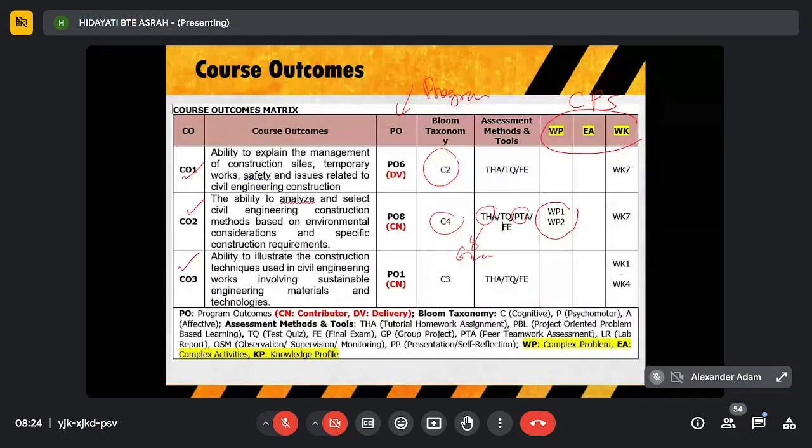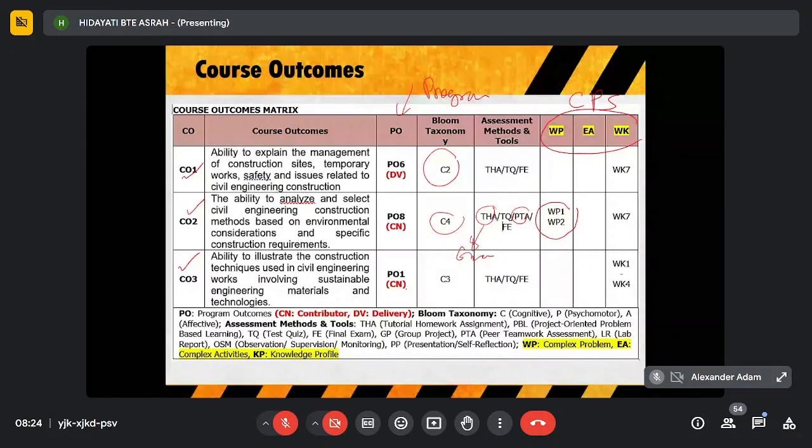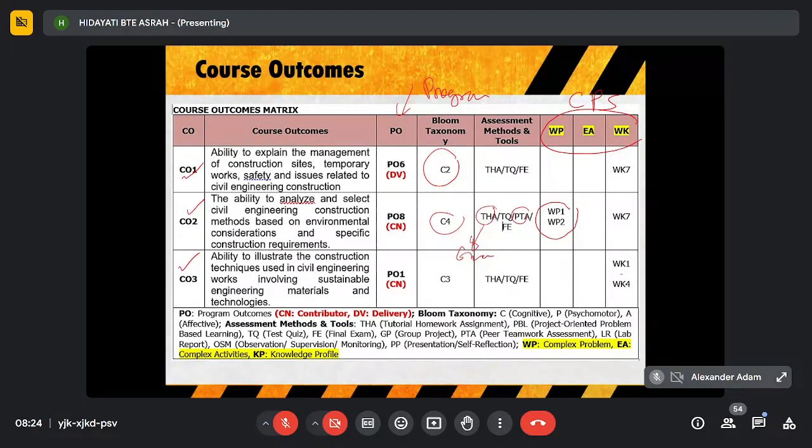And the last one is CO3, the ability to illustrate the construction technique used in civil engineering. This course outcome relates to PO1, which is engineering knowledge. It is assessed in the assignment, test, and final exam. And the level of assessment is C3.